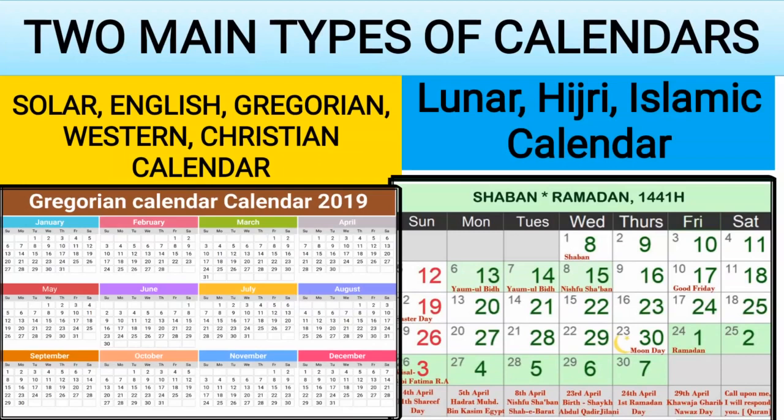Well, guys, one type of calendar is available right now on our mobile phones, on our tables, and in our offices. Everywhere we are using the calendars which are called the solar calendar and the Gregorian calendar. I have mentioned all the other names of these calendars which are used worldwide. The solar calendar is also known as the English calendar, Christian calendar, Western calendar, and Gregorian calendar.